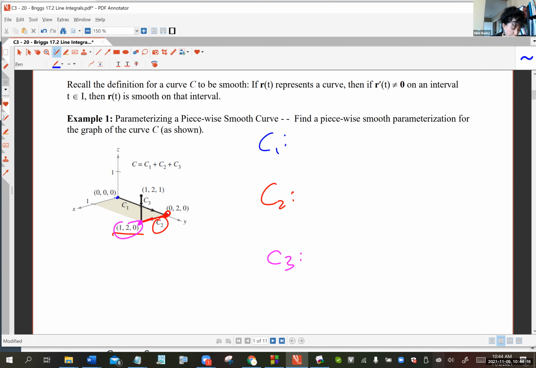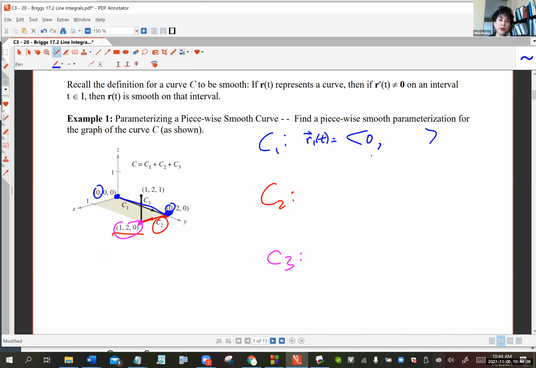So C1, what do we know about it? It starts at 0, 0, 0, and it finishes at the point 0, 2, 0. So I'm going to call the vector valued function for it R1 of t. I hope you notice that we're on a straight line here, and that the x coordinates stay 0 the whole time on the whole journey.